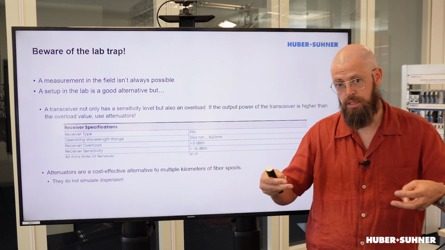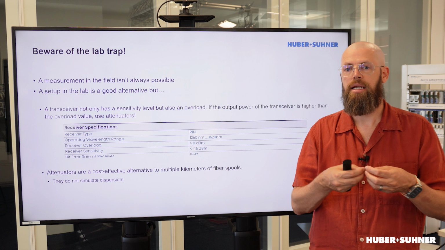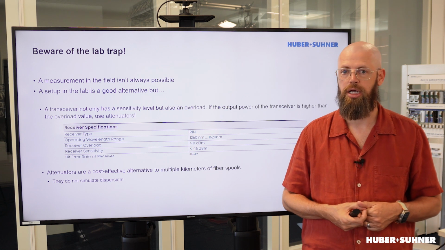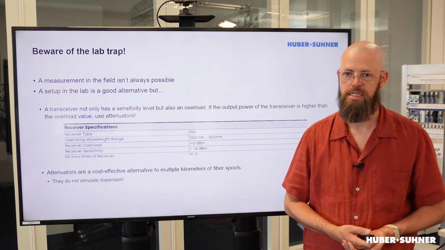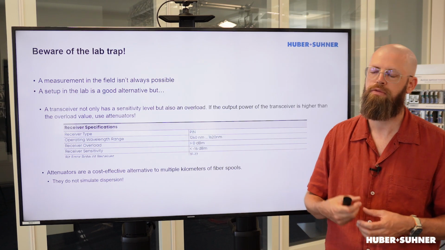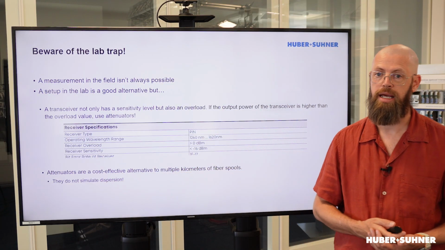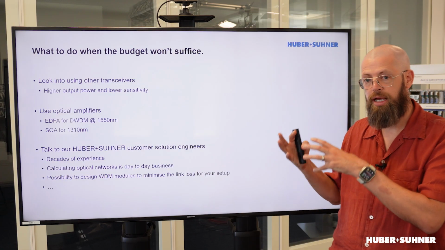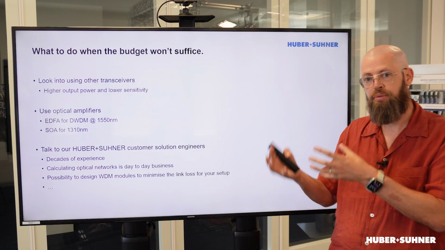In other words, if you're just measuring the transceivers by themselves with nothing else in between, you can damage the transceivers if you connect them directly to each other, and that's why you most definitely need to add attenuators to the setup. Attenuators are a great alternative to using fiber spools, but always keep in mind they do not simulate the dispersion.